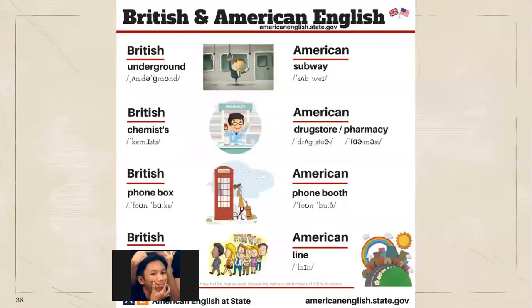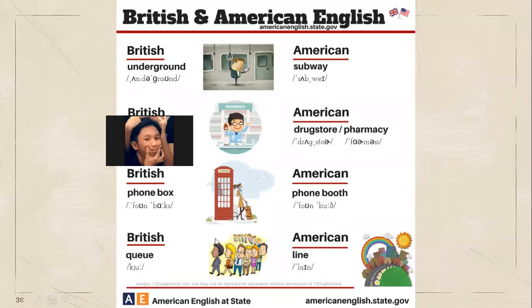And this is what I talked about earlier, the different forms of Englishes. We have British and American, and other terms. For British, they call it underground. In American, it's subway. In British, chemist. In American, drugstore or pharmacy. In British, phone box. American, phone booth. In British, a long line is called a queue. But in American, it's just a line.